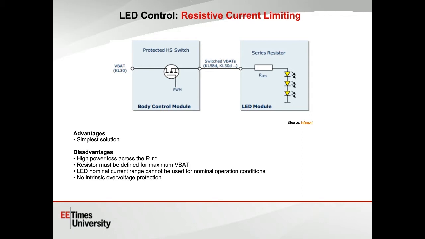As we already said, some of the disadvantages include a high power loss across the LED resistor. And so we must define the resistor, of course, for the maximum V battery, not the typical operating conditions. Certainly in an internal combustion vehicle with a 12-volt battery, it's quite likely that you might get up to 24 volts under jump start conditions, and even 16 volts during operating. So you need to size it for operation considerably above the standard 12-volt battery.